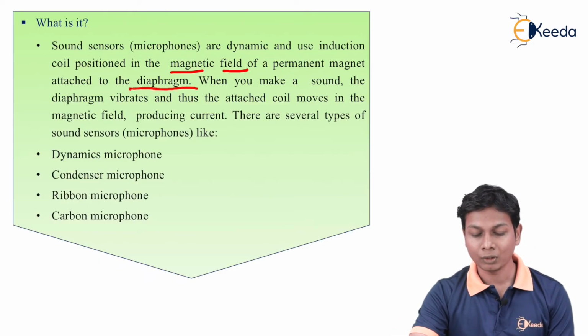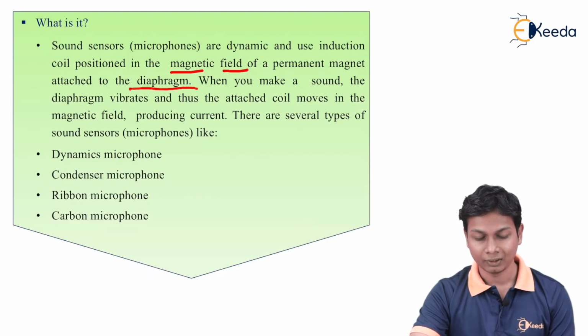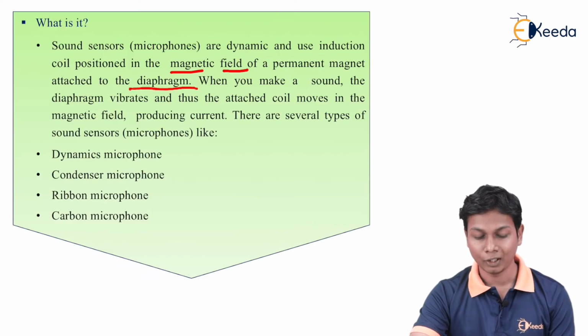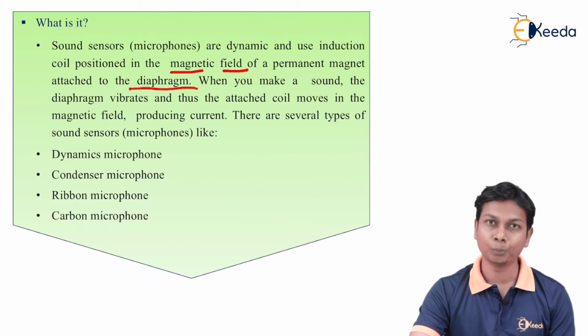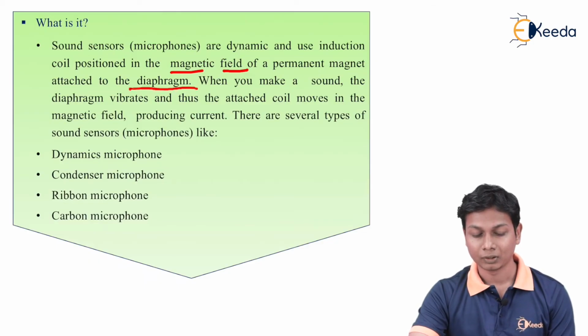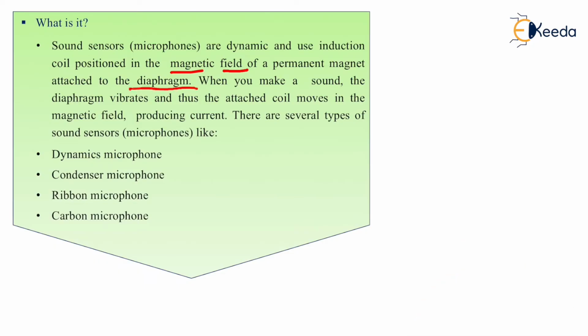When a sound makes a particular signal, the diaphragm vibrates, and that vibration is passed to the attached coil, which moves in the magnetic field and produces current. So obviously the output of a sound sensor is a current, not a voltage. So how is it working? When you make a sound, the diaphragm vibrates, and the attached coil moves in the magnetic field, producing current, and the current is the output.